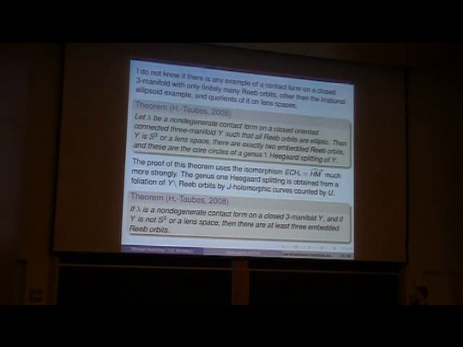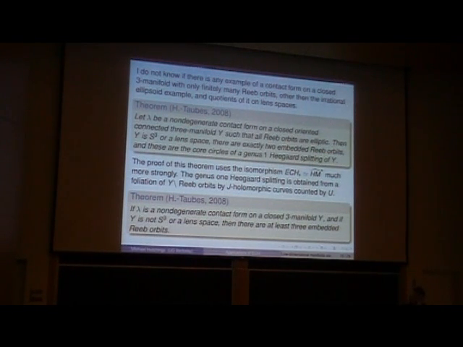I'll show you the one at the bottom first. So it says if I have a non-degenerate contact form on a closed 3-manifold, and if the 3-manifold is not a lens space or the 3-sphere, then there are at least 3 embedded Reeb orbits. So 3 is a little bit better than 1, even though I'd like it to be infinity. Maybe a graduate student can get it up to 4, and then another up to 5. We can get infinitely many PhD projects out of this.